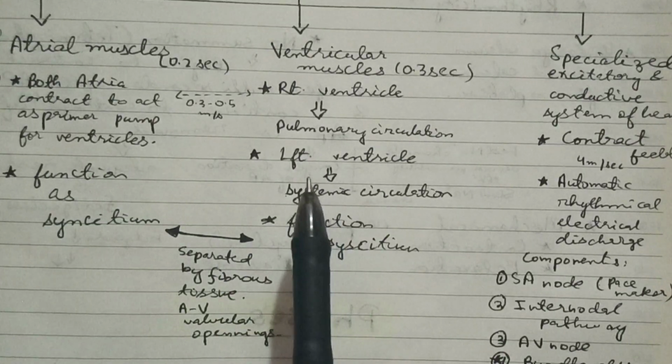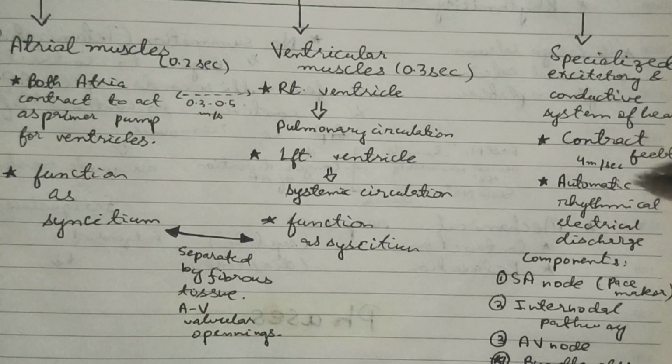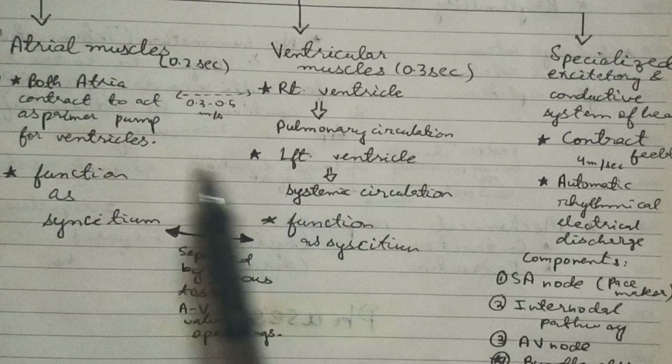Now, coming towards this part of the cardiac muscles, these are the specialized excitatory and conductive system. Their function is to generate automatic and rhythmical electrical discharge for the contraction of these two groups of muscles.